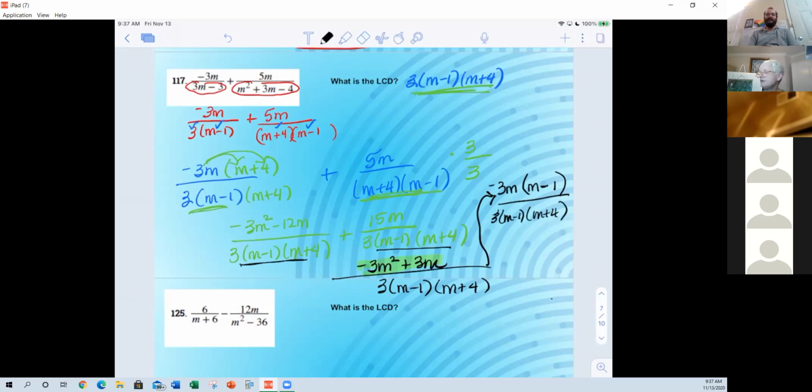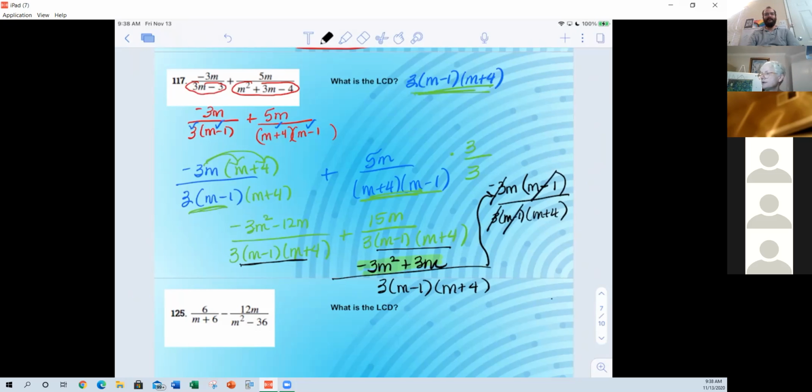Okay, now we've got everything factored. We really don't know if we're through until everything is factored as far as we can factor it, because unless everything's factored, we don't know if anything will cancel. At this point, will anything be able to cancel? The 3's would. Yeah. And then what else? The m minus 1.